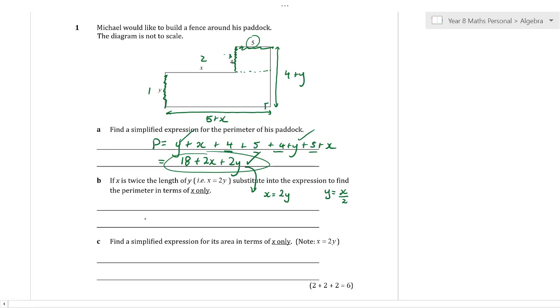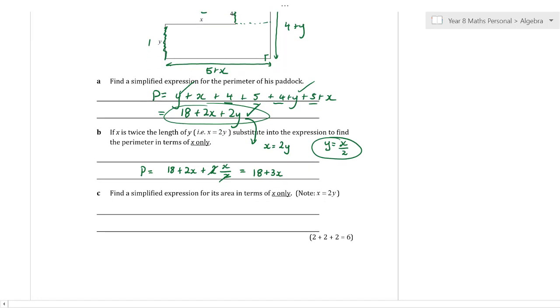Let's try that. So my perimeter is equal to 18 plus 2x. We only want terms involving x. So 2y, well, y is x over 2. So that's like so. Now when I do that, look at that. That's going to cancel out. 2 divided by 2 is 1. 2x plus x is 3x. My answer here is 18 plus 3x.